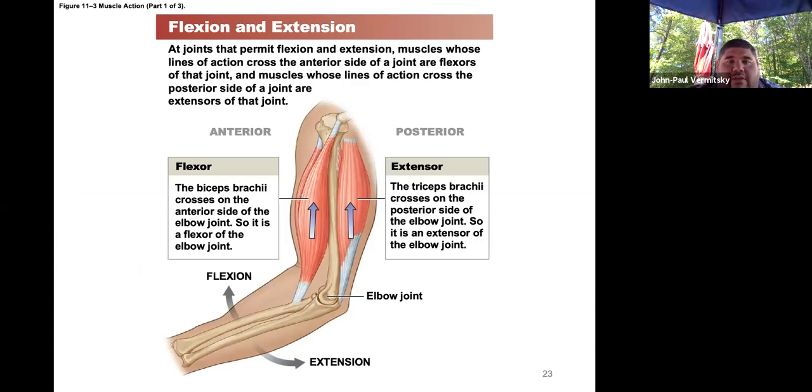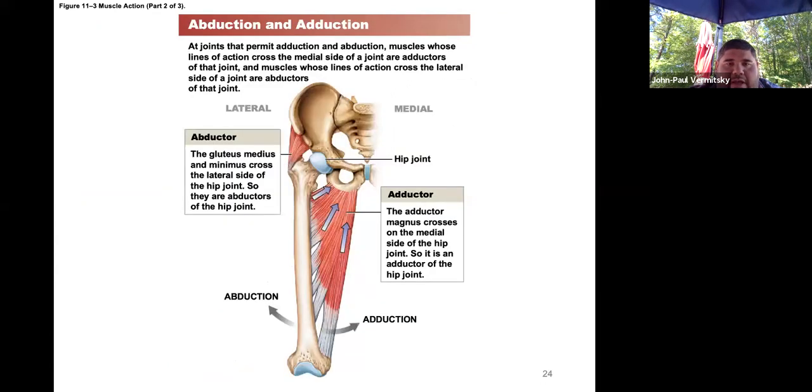Okay, so let's look at some of these movements, flexion and extension. If we look at the flexor, this is your biceps brachii is going to flex at the elbow. The extensor is going to be the triceps. When that pulls, it's actually going to extend the arm. Abduction, adduction. Adduction is bringing a structure closer to the midline. Abduction with a B is moving a structure away from the midline, so moving it more laterally.